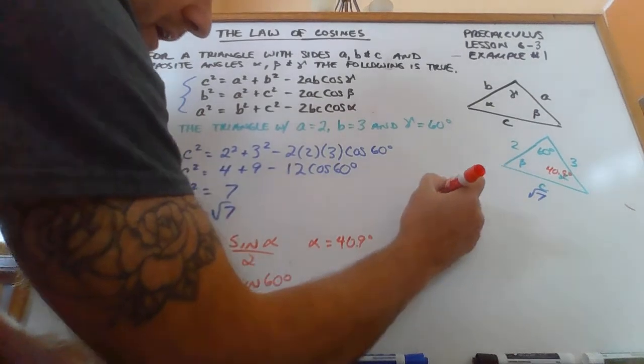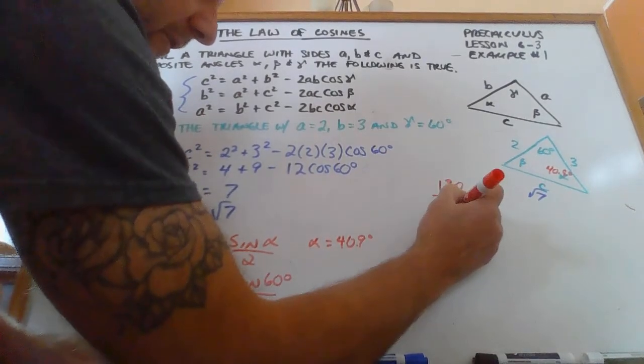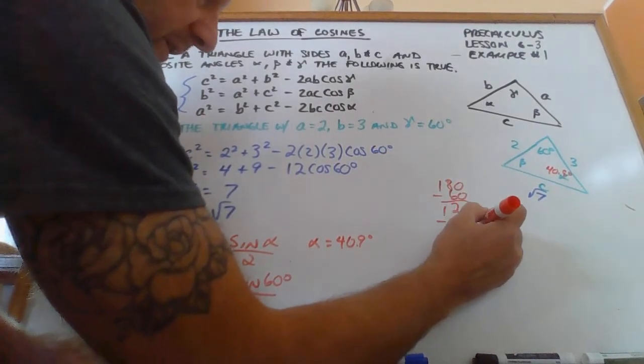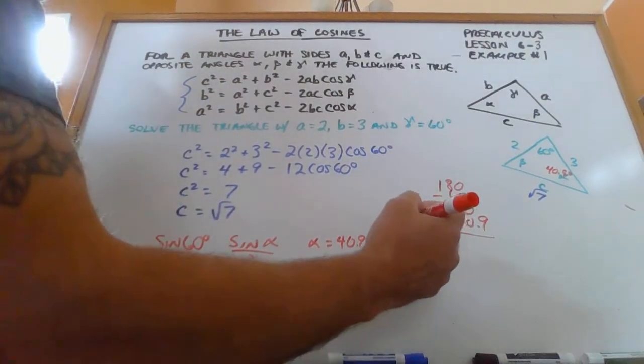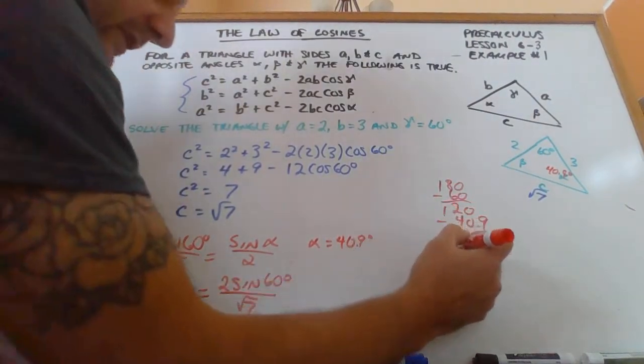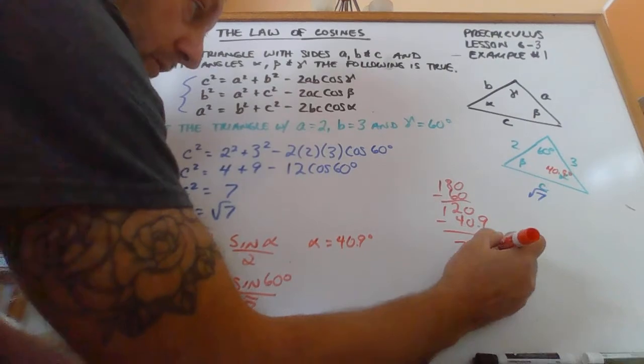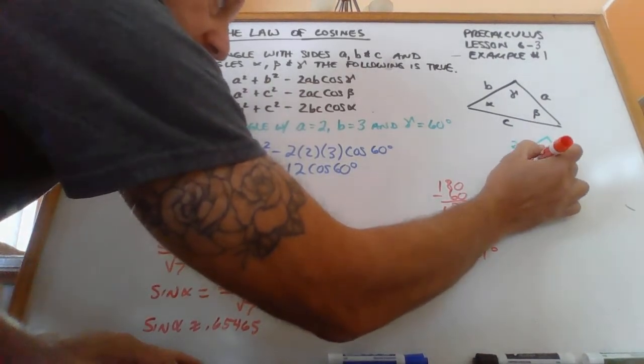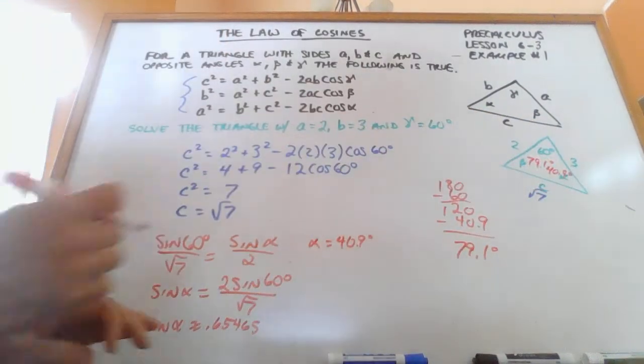And now finding the other angle is easy because there's 180 degrees in a triangle. So I take 180, I subtract the 60, that leaves 120. And I subtract 40.9, and that leaves 79.1 degrees. And I've solved the triangle.